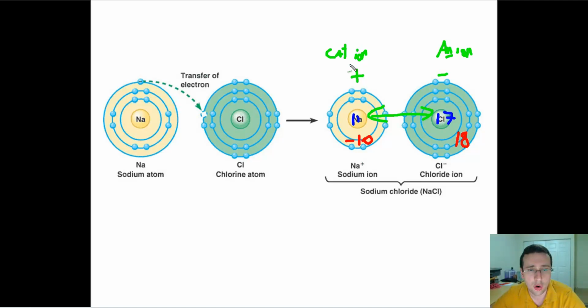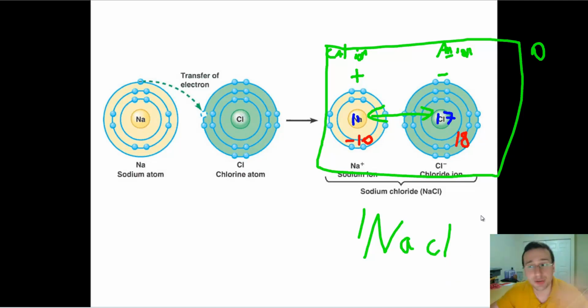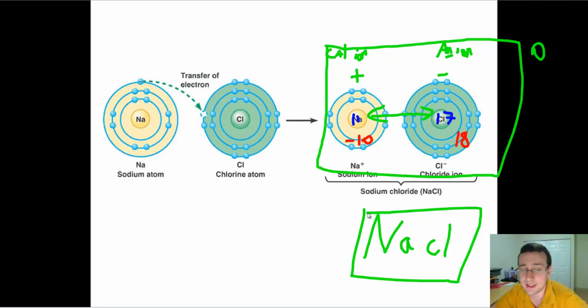So the sodium and the chloramine will form a unit where the positive and the negative will cancel each other out, and overall you have a zero charge. And you form something that's called sodium chloride or table salt. And that's the love story that makes salt.